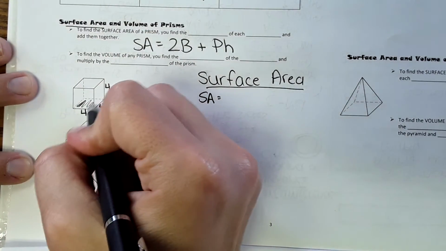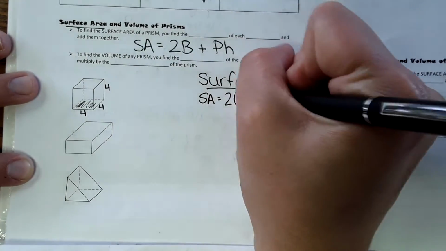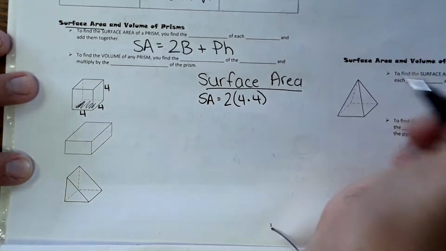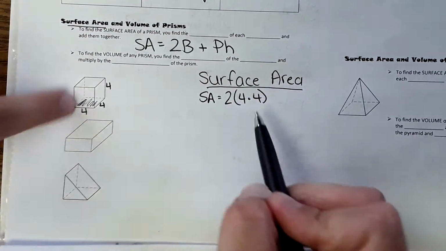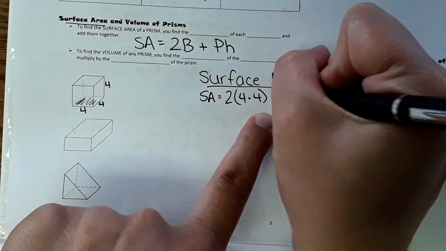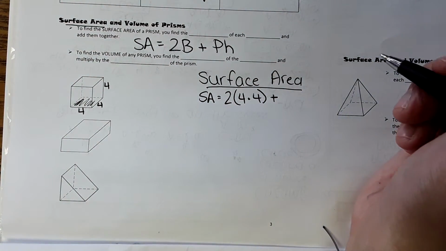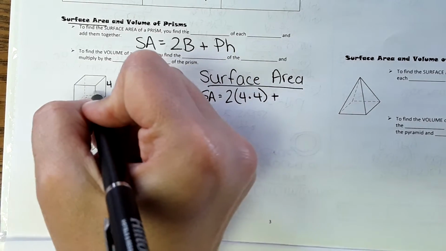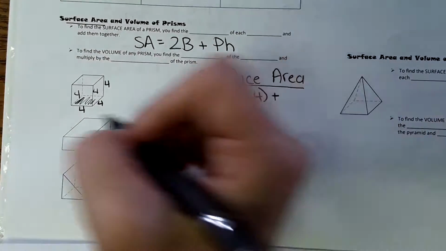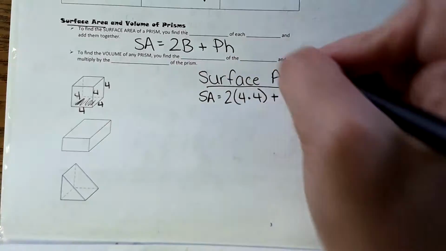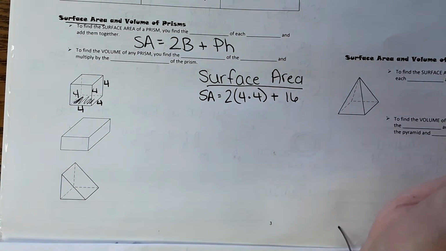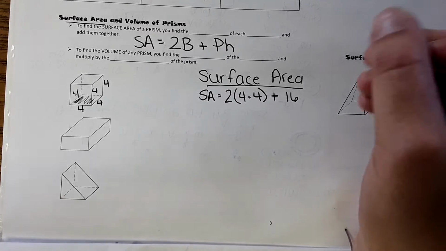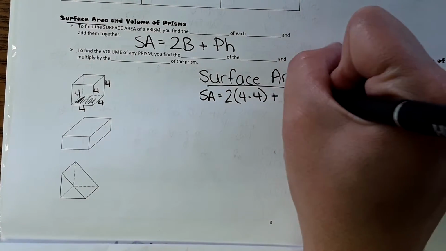The base here is a square, so the area of the base would just be 4 by 4. And you have 2 of those, the top and the bottom. So that's what that stands for. Then perimeter, it's talking about perimeter of the cube or perimeter of the base, same thing. This would be 4 all the way around, so perimeter would be 4 plus 4 plus 4 plus 4, which would be 16. And then the height of our prism is 4.